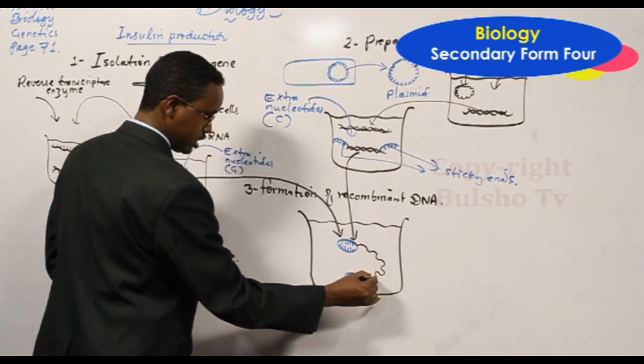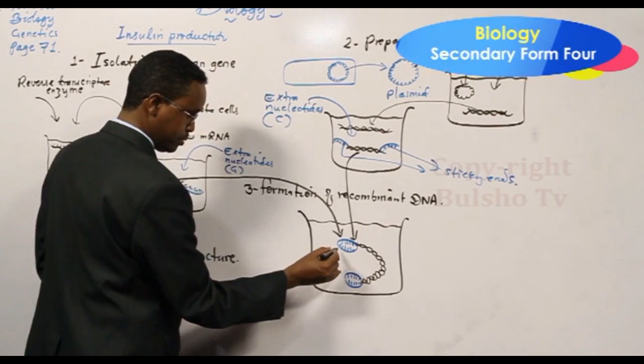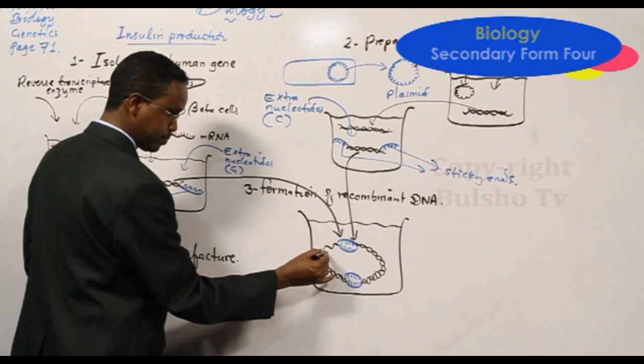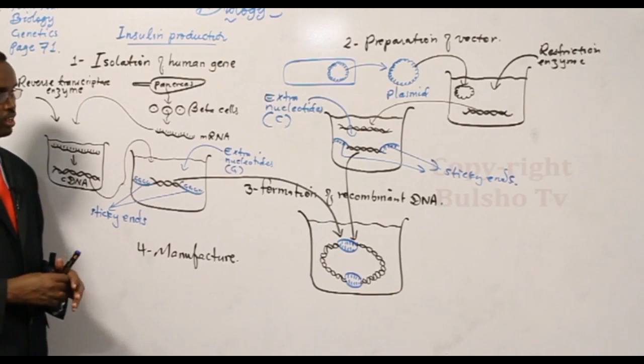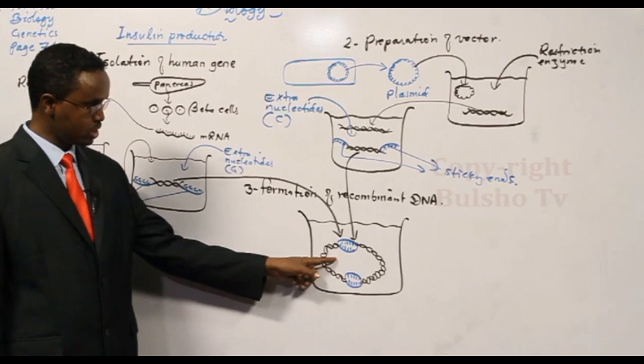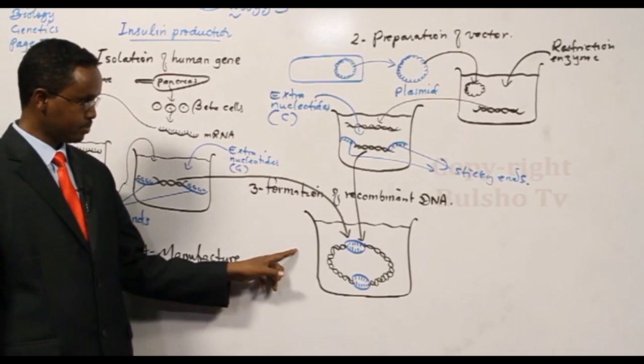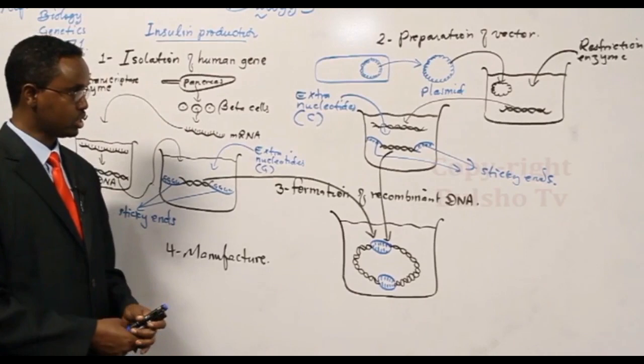Okay? Now you see here on the whiteboard or your book two DNA that are combined together. This step is called the formation of recombinant DNA. This DNA consisting of what? DNA from bacteria and DNA from human being is called recombinant DNA or recombinant plasmid. It consists of two different DNA.